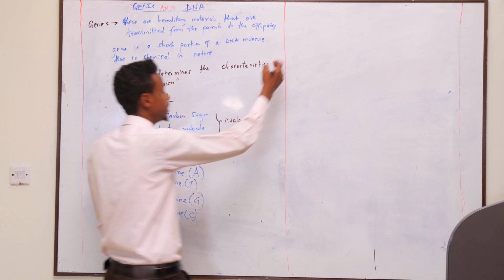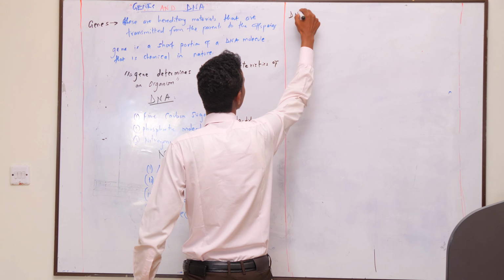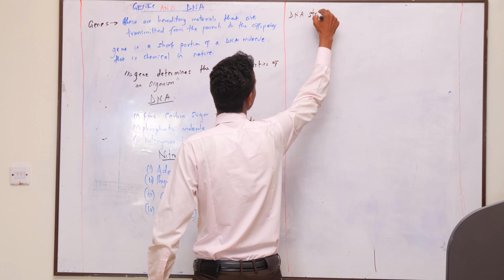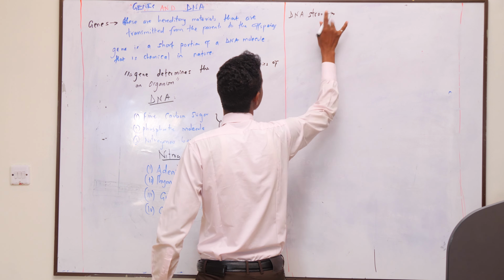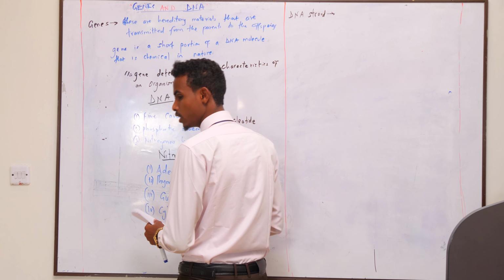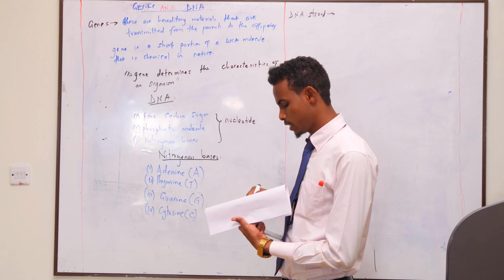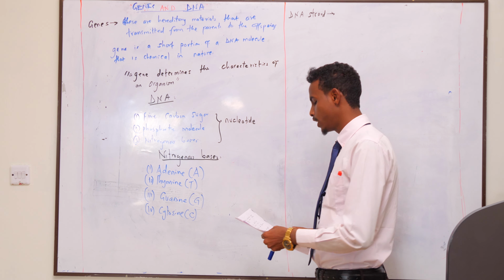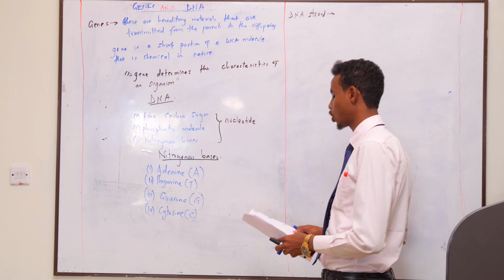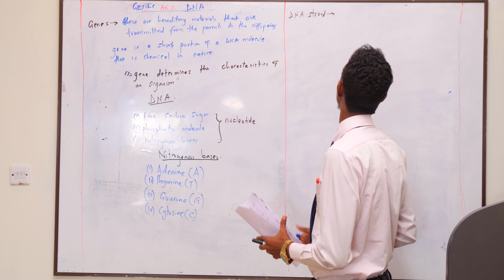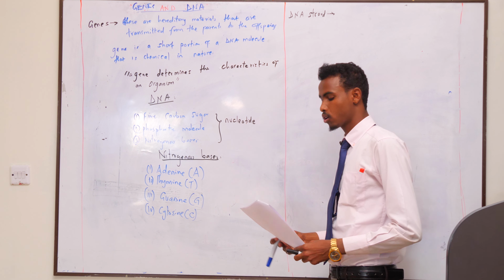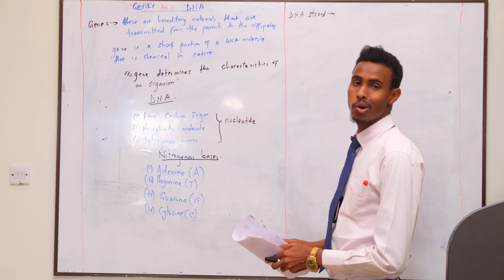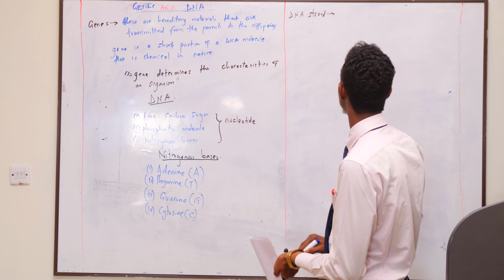DNA strand. Class, what do we mean by saying the DNA strand? A DNA strand is a combination of several nucleotides joined together. We say DNA strand consists of several nucleotides joined together.